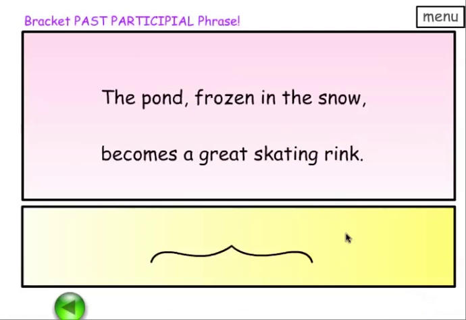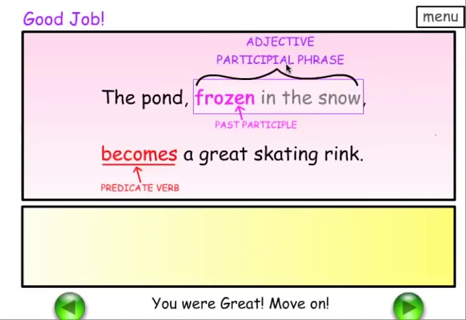The pond frozen in the snow becomes a great skating rink. Let's look at this structure because I think it's really important to teach your students, as they're beginning to understand participial phrases, that they're set off in commas. The pond, comma, frozen in the snow, comma, becomes a great skating rink. If you look at the main sentence structure, the pond becomes a great skating rink, it's easy for them to identify the difference between the main sentence and the adjective participial phrase modifier, frozen in the snow.